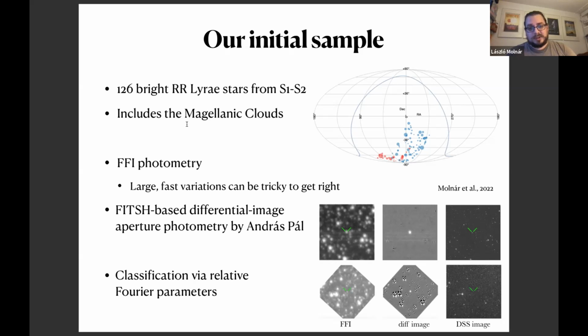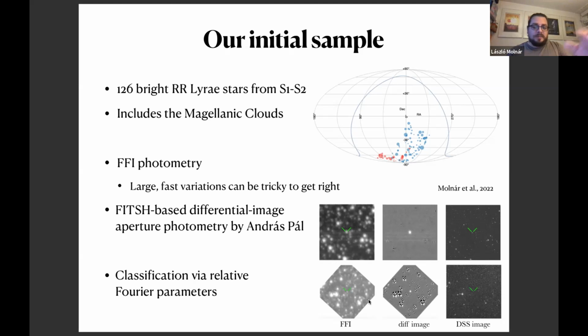These also include the area of the Magellanic Clouds, and because of that and the low resolution of Kepler TESS, we had to do our own photometry. We made a differential image photometry for each of the stars. Here you can see the comparison. The upper row is a halo star. If you remove all the background, it reveals the variable source very clearly, but you can see how much lower the resolution of the whole image is compared to the DSS image.